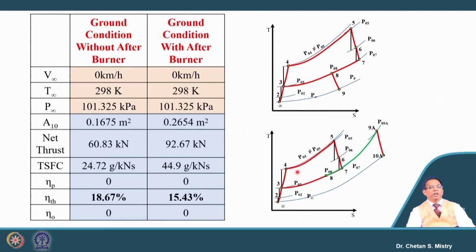Now, let us see the overall comparison of your low bypass ratio fighter engine, where we have our condition as a ground condition. We have done our calculation for the exit area. If we look at the without afterburner case, the area is coming 0.16, and with afterburner the exit area will be increasing. As we have discussed, it needs to handle the large mass flow rate because of the additional fuel we are putting in our afterburner.